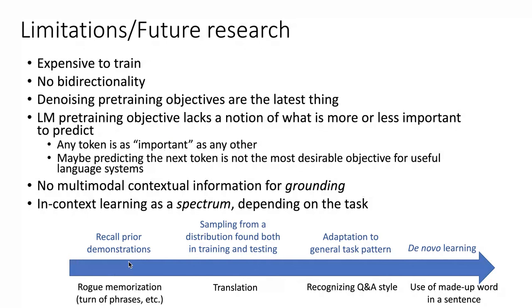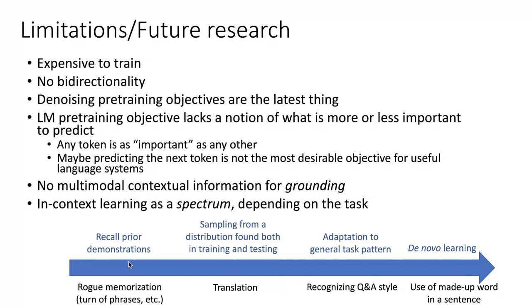They also don't leverage any multimodal contextual information. That just means, can we train text together with images? Maybe that'll lead to better real-world grounding. So that's also something they want to work on in the future.